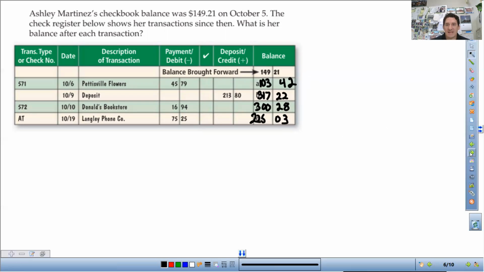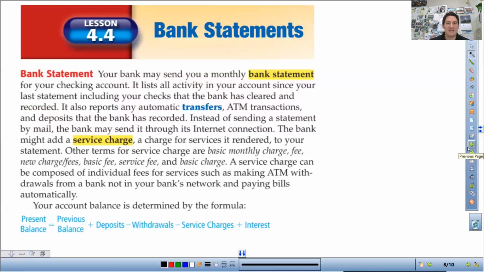All right. Next thing we're going to look at is a bank statement. Your bank may send you a monthly bank statement for your checking account. These days, usually you have to just find it online. You go into your online checking account, they'll have a bank statement. It lists all activity in your account since your last statement, including your checks that the bank has cleared and recorded. It also reports any automatic transfers, ATM transactions, deposits.